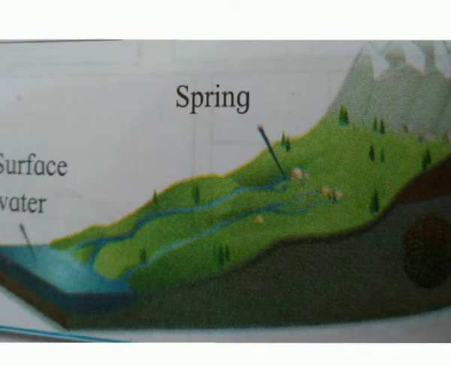Now, do you know where a spring comes from? Rainwater seeps into the ground. It seeps deep into the ground through cracks in the soil and rocks. Even under the ground, it flows from a higher level to a lower level. This groundwater comes out of the ground in some places. This is what we call a spring.